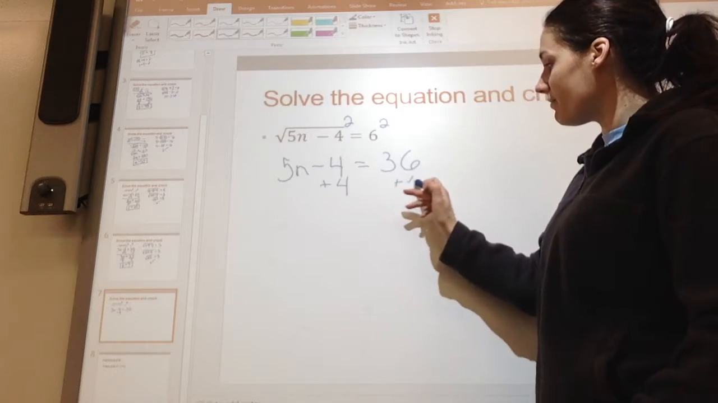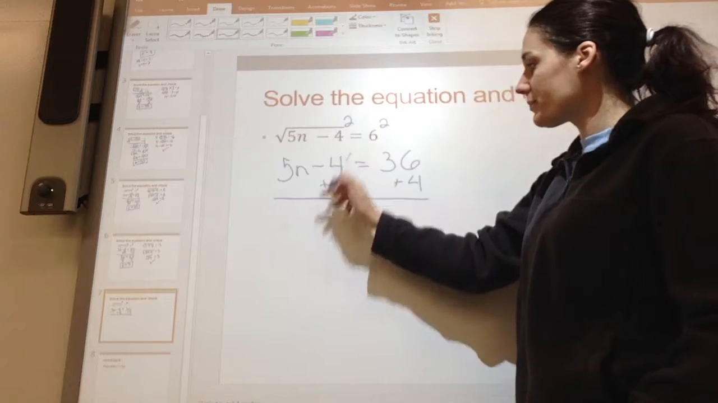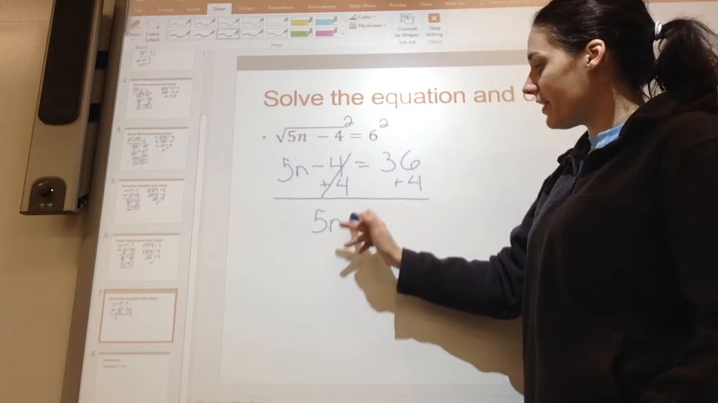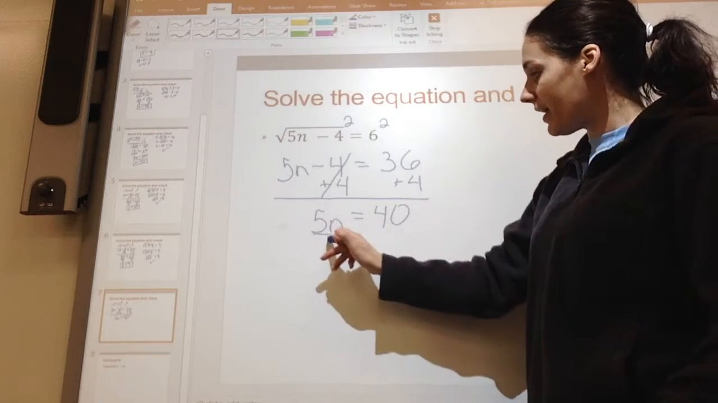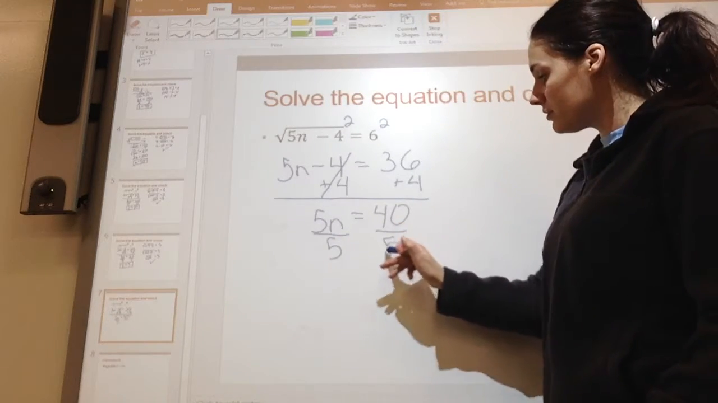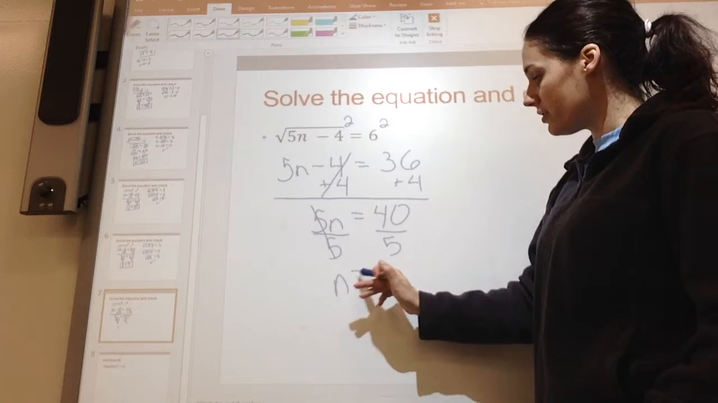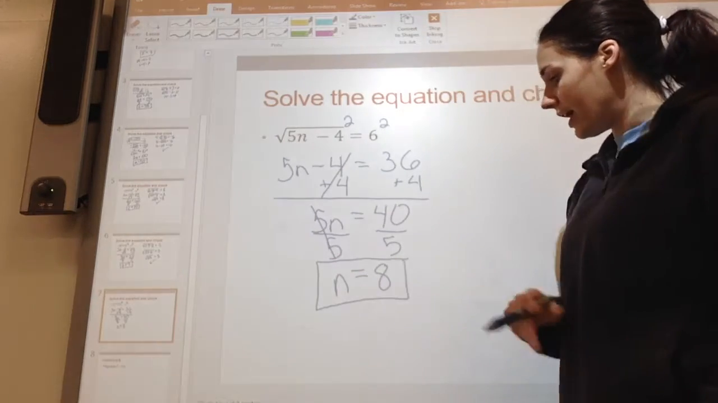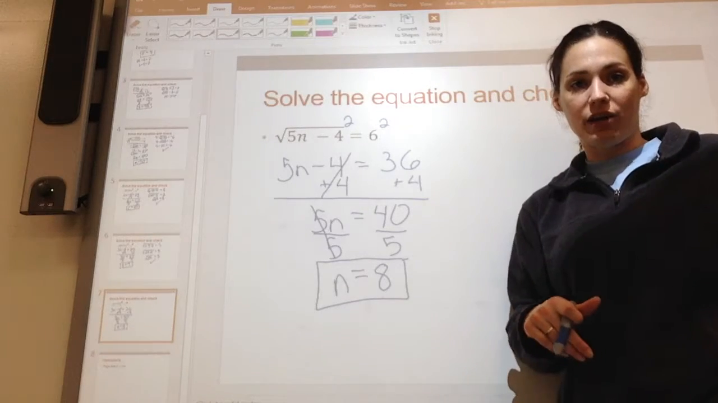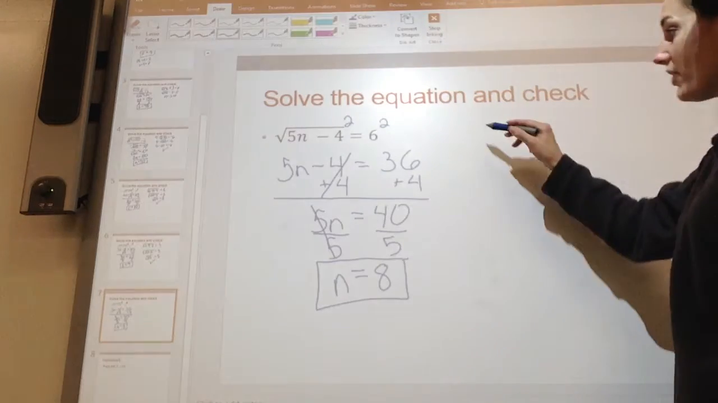Solve this by adding 4 to both sides. 5n equals 40, divide by 5, and n should equal 8. At least that's what we're thinking it equals right now. So we're going to go to the check and prove that we're right.